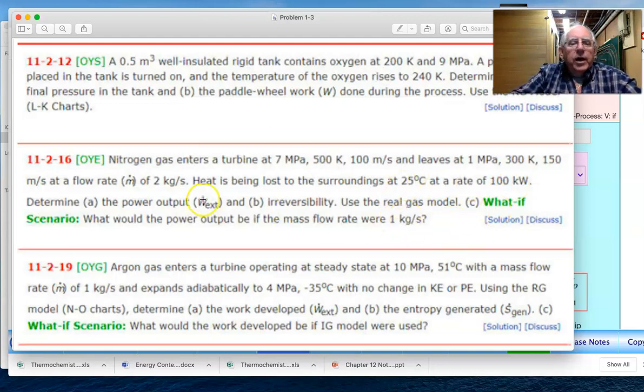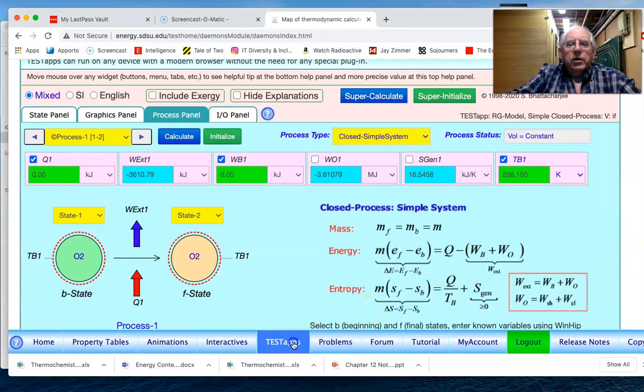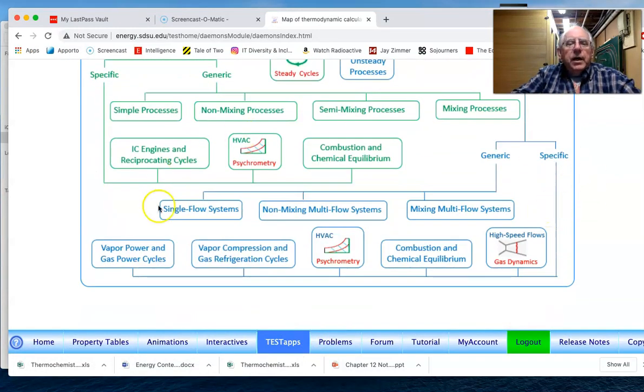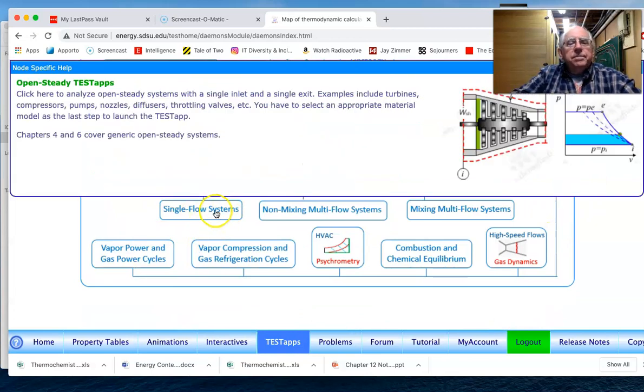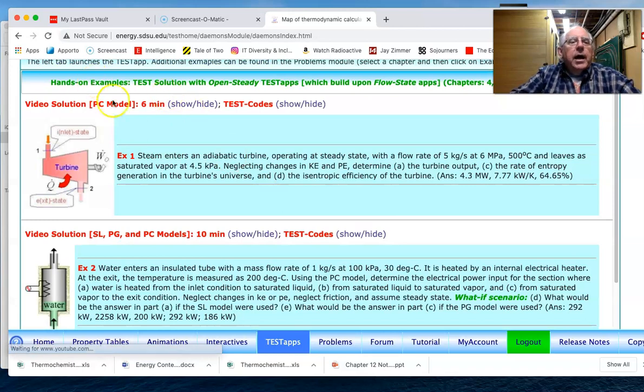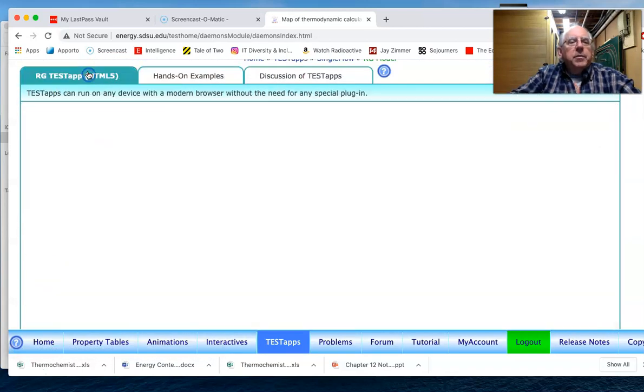And so if you wanted to do part C and put in your answers, you make sure that you realize that you still have heat transfer of a certain amount. Okay, so with that in mind, we now go to our test apps. We have now a flowing system. It is a single flow system. It is a turbine. It is a gas model. And we are going to now use the real gas relationships. And we then go to our HTML5.